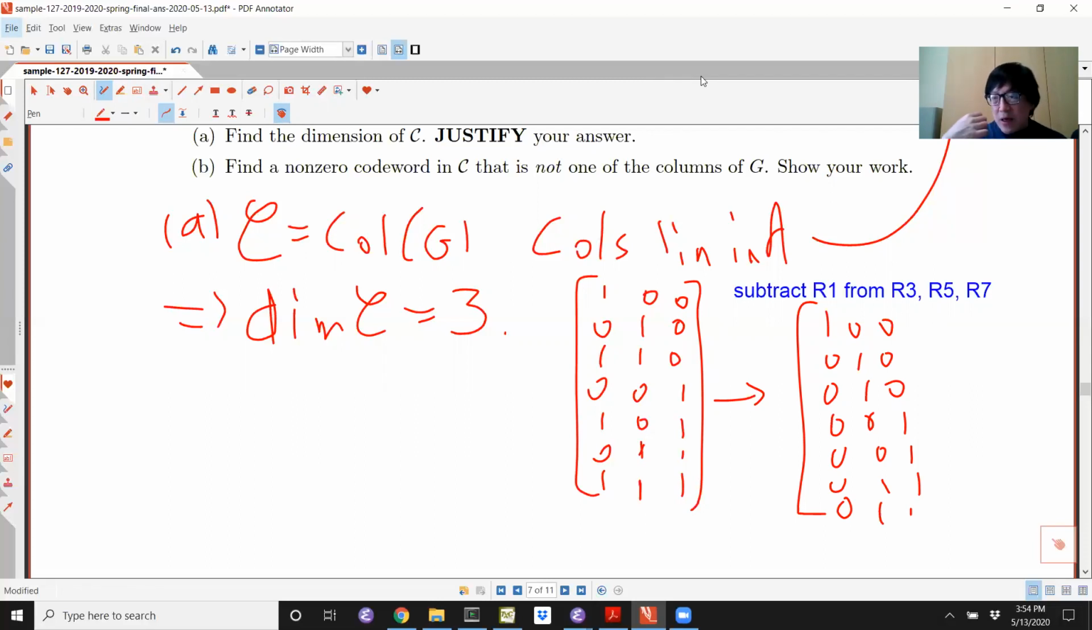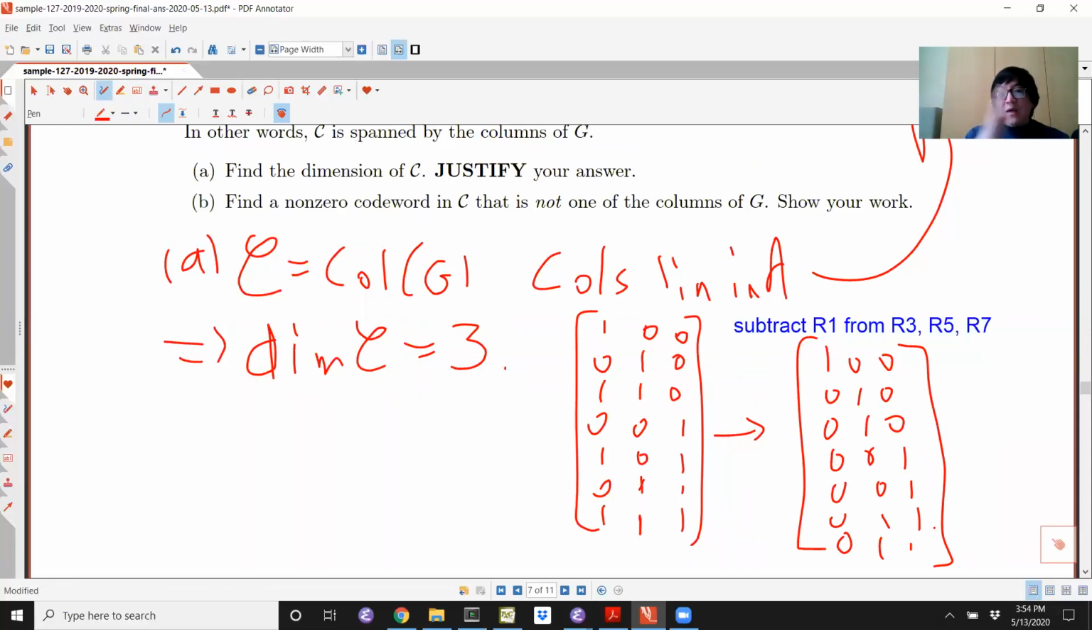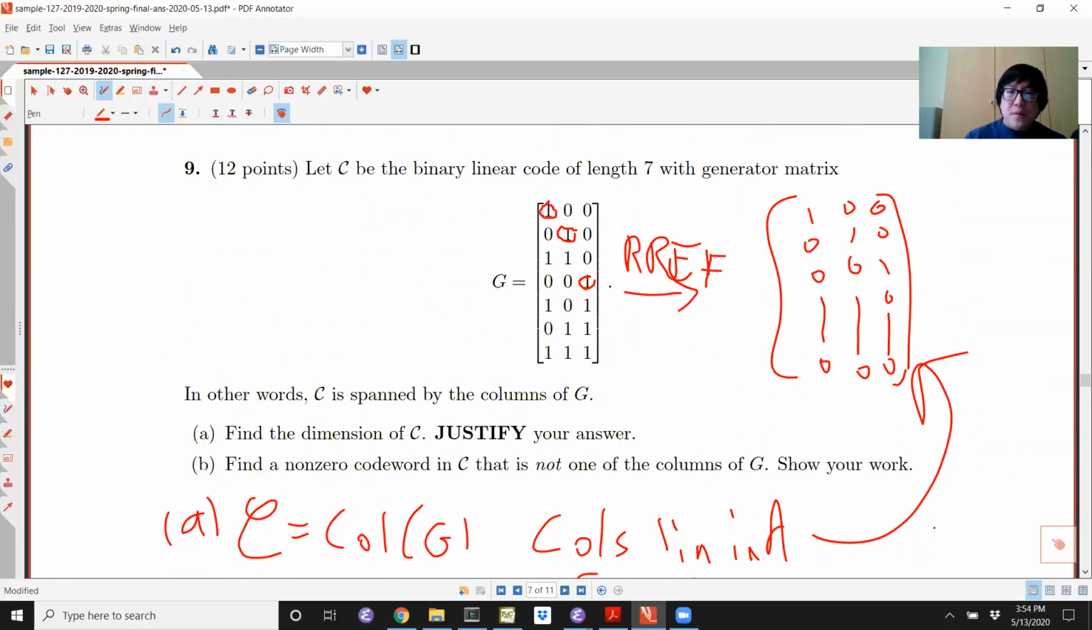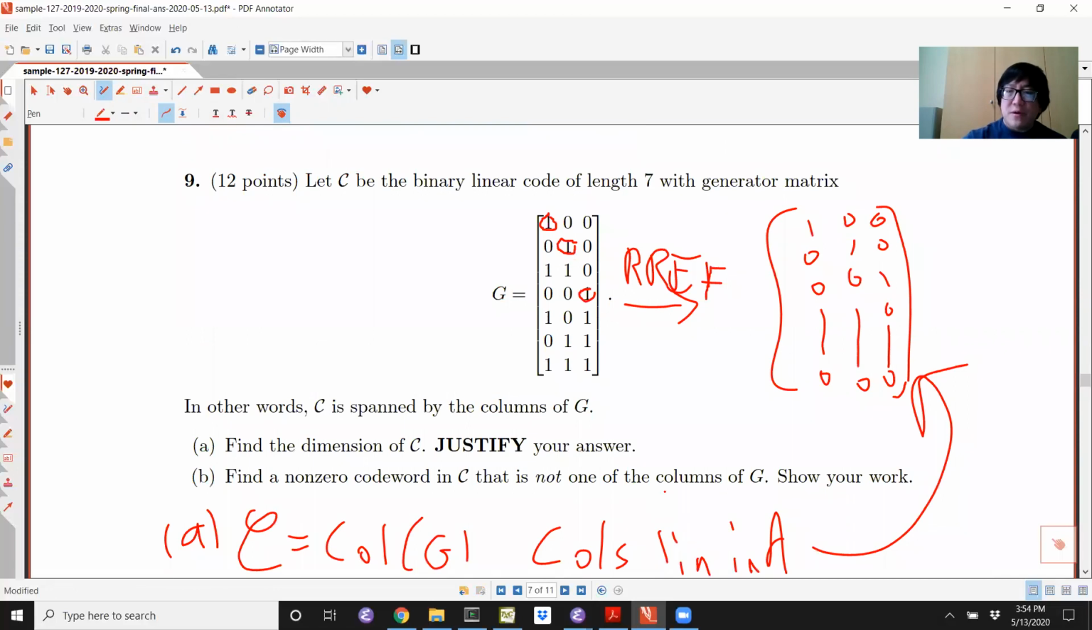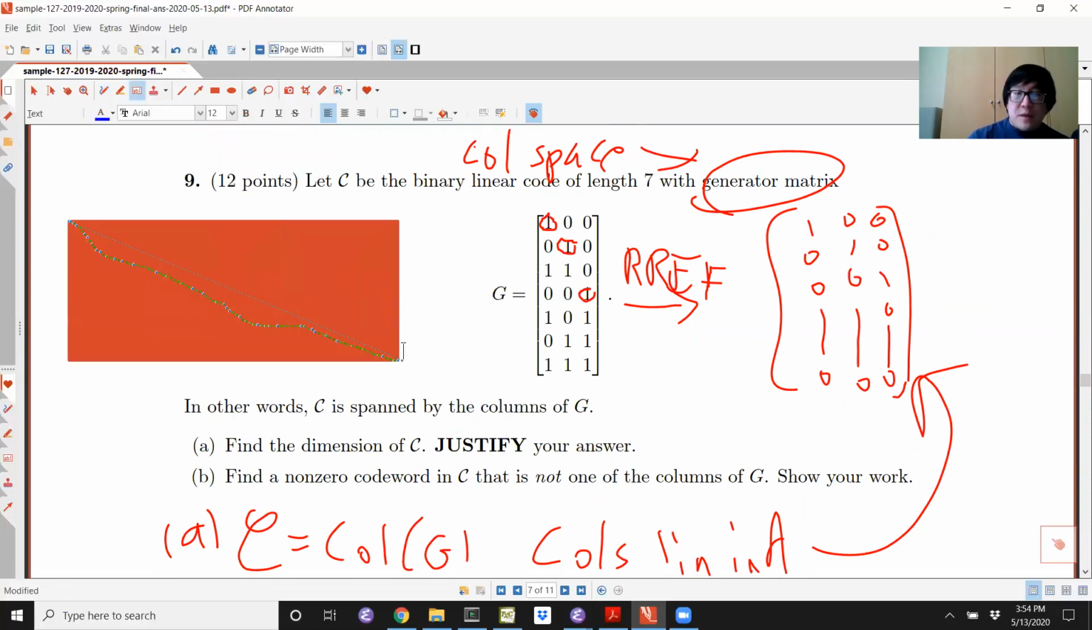John B asked, does it have to be the column space or the basis of the null space to consider the dimension? It depends on your problem. Part of this problem is testing that you understand the vocabulary of when you use the column space and when you use the null space. So when you see the words generator matrix, that means you're using the column space.